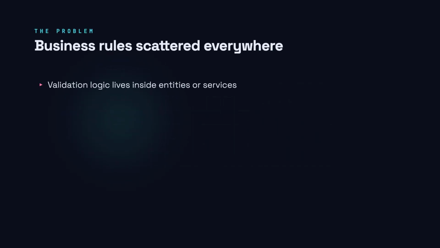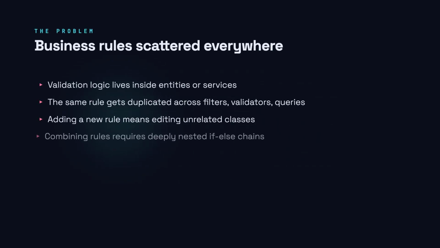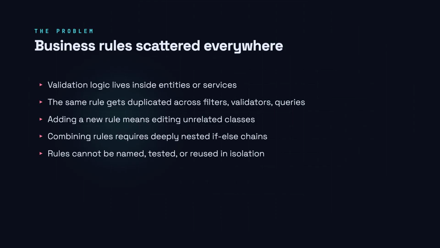Imagine you are building an e-commerce platform. The rule, a product is eligible for a flash sale, might involve checking stock level, price, and category. That logic often ends up hard-coded inside a repository filter, then copied into a validator, then duplicated again inside a notification service. Every time the rule changes, you hunt down 3 different places. That is the pain this pattern was designed to cure.